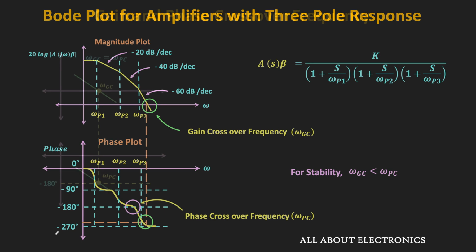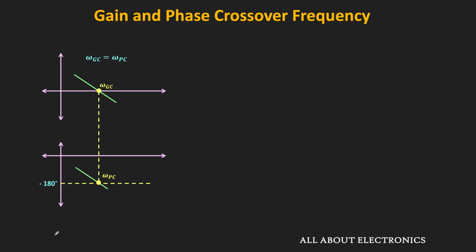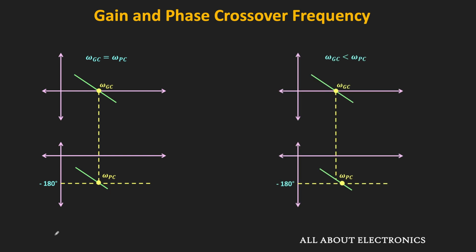So here, first let us see two cases. In one case, this gain crossover frequency is the same as the phase crossover frequency. And in the second case, this gain crossover frequency is slightly less than the phase crossover frequency. So in the first case, when the magnitude of the A beta reaches 1, at that time the phase is equal to minus 180 degrees. And we have seen that at that time, the response of the amplifier will be oscillatory. And here, the frequency of the oscillation will be the frequency at which this condition is fulfilled.